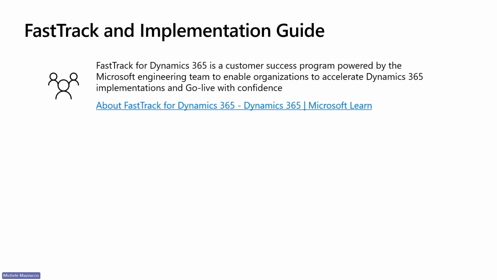The resources you'll see today have been created by the FastTrack team. FastTrack is a customer success program by Microsoft, composed by a team of solution architects who will engage with customers and partners to support the design and implementation of Dynamics 365 solutions and go live with confidence. To learn more about FastTrack for Dynamics 365 and project eligibility, please refer to the link in the presentation.